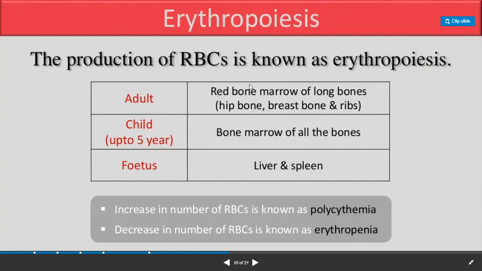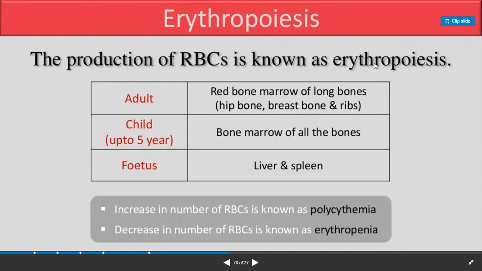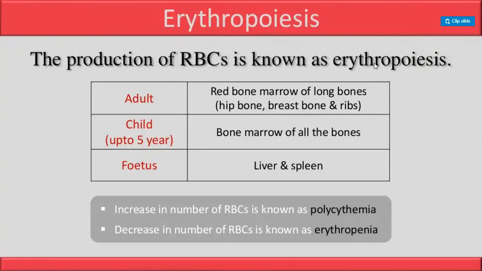And remember that for erythropoiesis to take place, there is a hormone that is called erythropoietin. Erythropoietin is the hormone released from the kidney that helps the process of erythropoiesis. So erythropoiesis takes place in the bone marrow, but the hormone that triggers it, that stimulates it, is called erythropoietin, and it is released from the kidney.